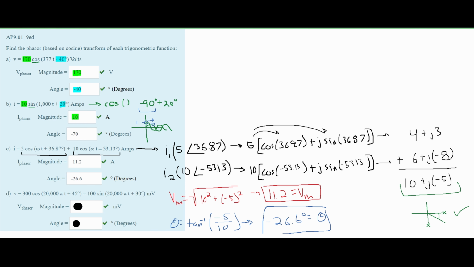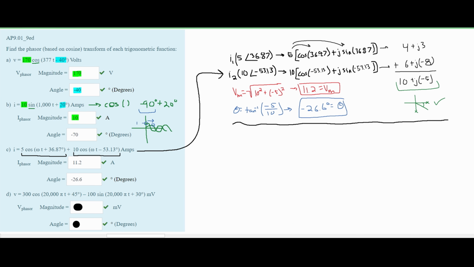Now we're going to solve for part D. In part D, we have our voltage 1, which is going to be this part right here. We are going to write this as our V1 with a 300 because it's our Vmax, and then our angle of 45 degrees inside of it. For our V2, it's going to be a little bit different. Our Vmax is negative 100. We can see that because it is out front in our equation.